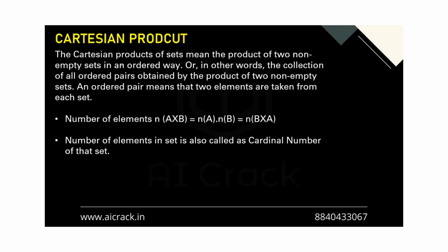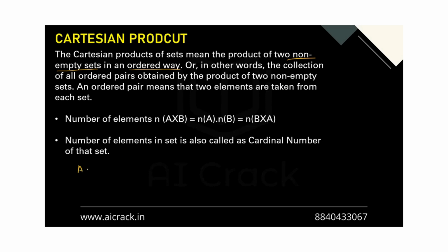Now let's talk about Cartesian product or cross product, and let's first read the formal definition. The Cartesian product of sets means the product of two non-empty sets. This is important: in an ordered way. This is the most important keyword over here. Or in other words, the collection of all ordered pairs obtained by the product of two non-empty sets. An ordered pair means that two elements are taken, one from each set. So what do we mean by this?